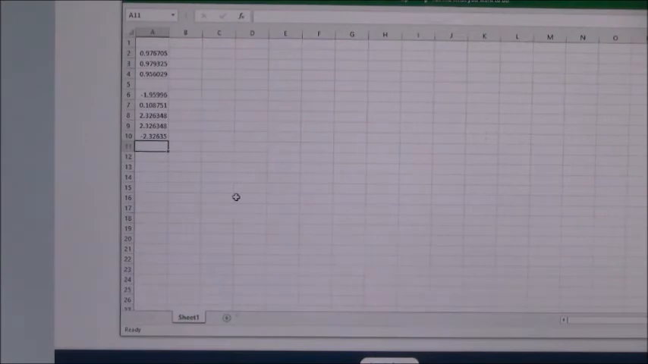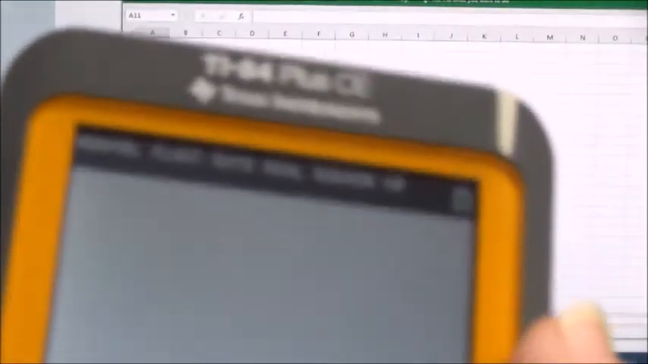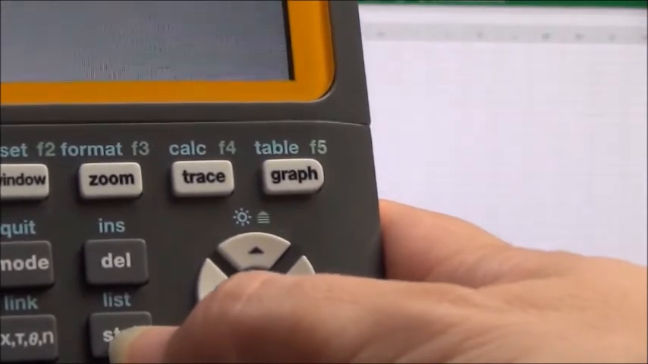The next one says we want to construct a normal quantile plot. We're going to enter our data values into list 1. So again, I'm going to clear out my calculator screen. If I'm entering my data values into my list, I'm going to hit my stat button.